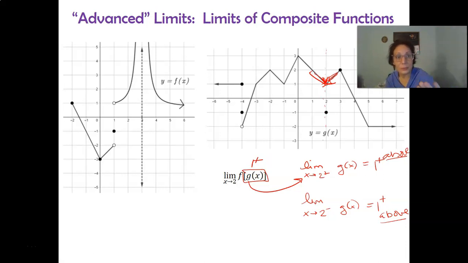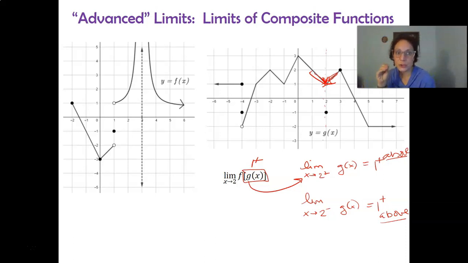The values that g of x spits out or generates are only ever going to be numbers that are above 1, approaching 1 from up high. In other words, every single value that g of x spits out will be close to 1, but it's going to be bigger than 1.